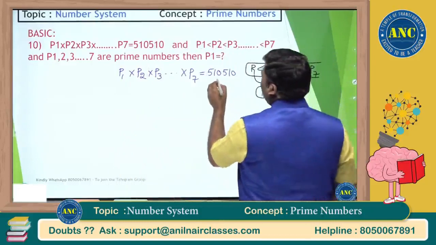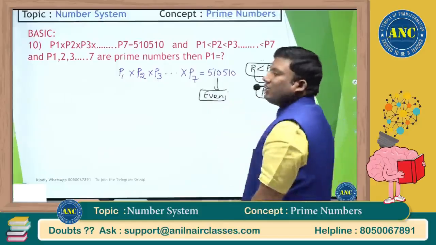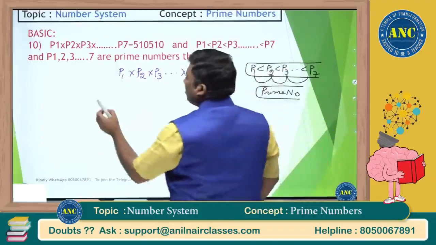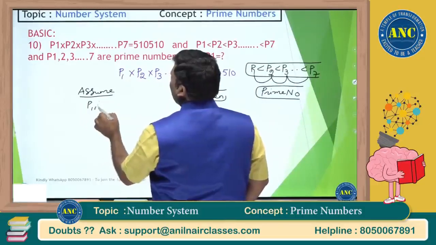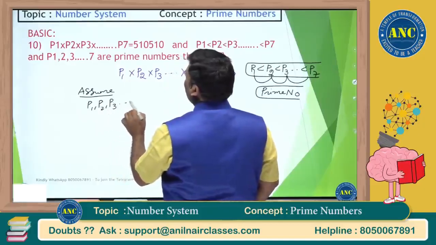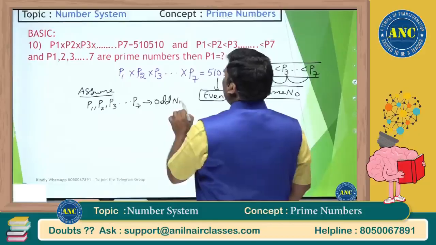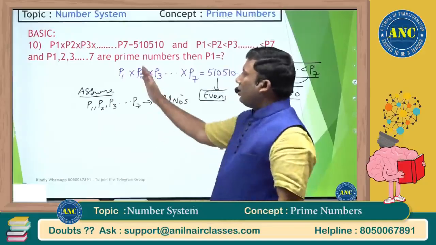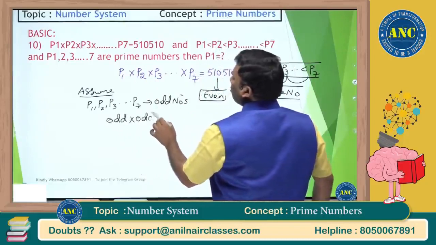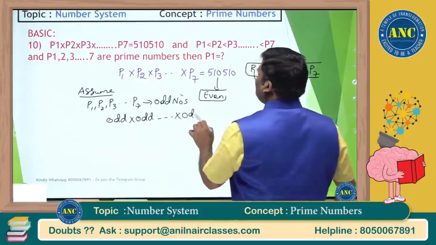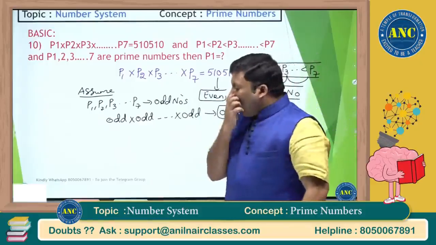The root cause of this problem is that 510, 510 is an even number. Suppose I take all the 7 prime numbers as odd, P1, P2, P3 and so on up to P7. What will be the product? Odd into odd into odd, like that 7 prime numbers which are odd. The product will be an odd number.